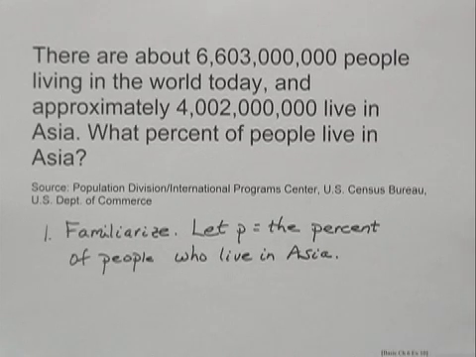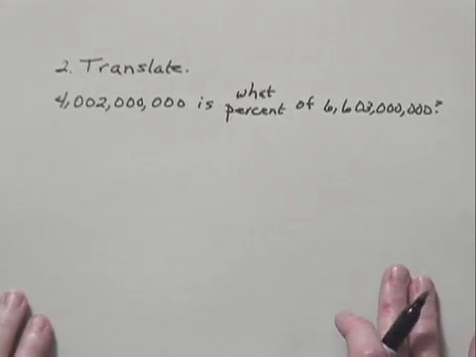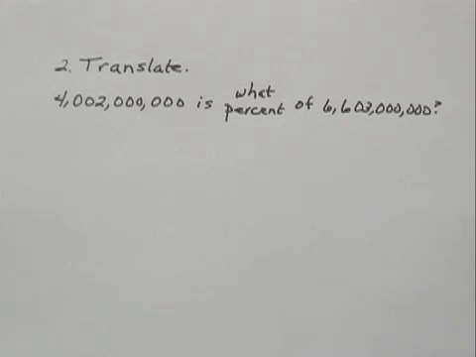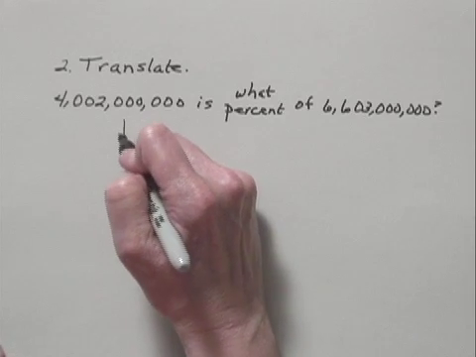Now we need to use this variable in some kind of a mathematical sentence so that we can find a solution. We'll do that in the translate step, step number 2. This is the question we're trying to answer: 4,002,000,000 is what percent of 6,603,000,000? So let's go ahead and translate.